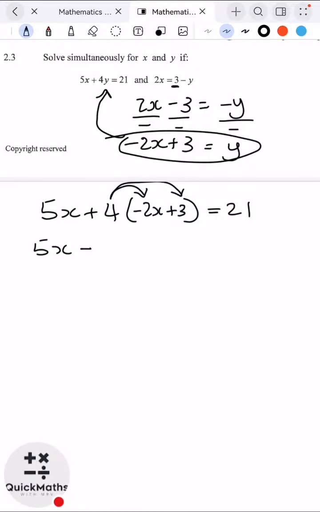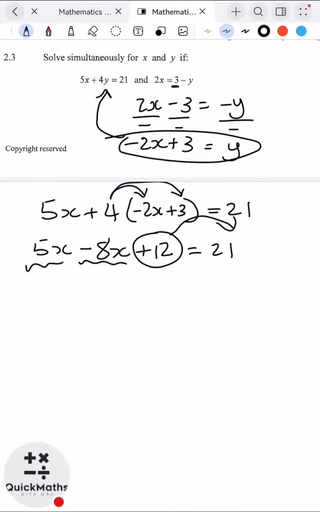Minus 4 times 3 is equal to 12, and that is all equal to 21. Okay, this is linear. So what that means is I want all the x's alone on one side, all of the constants or other stuff on the other side. So I'm going to add, or in fact subtract 12 on both sides, and these are like terms, so we can add those. 5 minus 8 is -3x, and 21 minus 12 is 9.